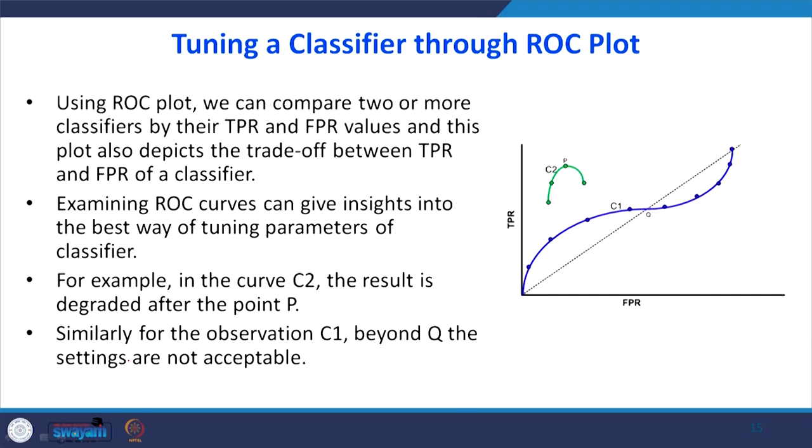So beyond this point P it is not giving good classification. Similarly for the observation C1, beyond Q the settings are not acceptable because there is a comparatively higher false positive rate when compared to the true positive rate.